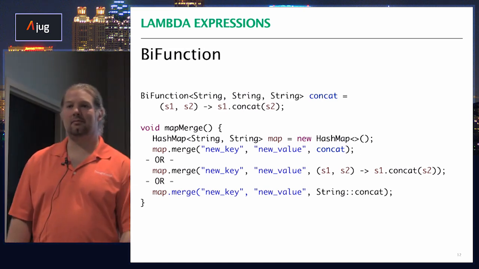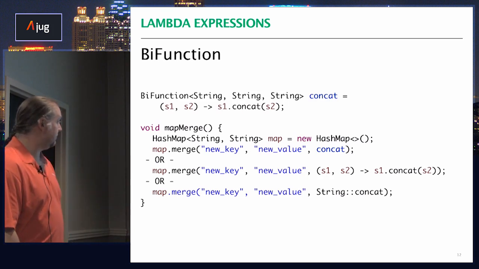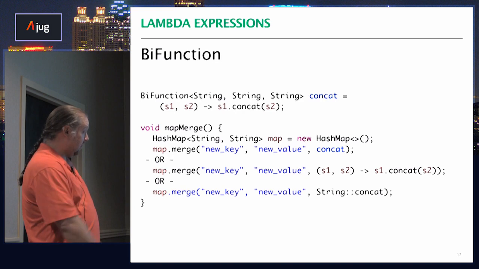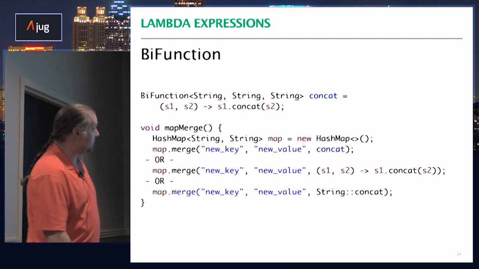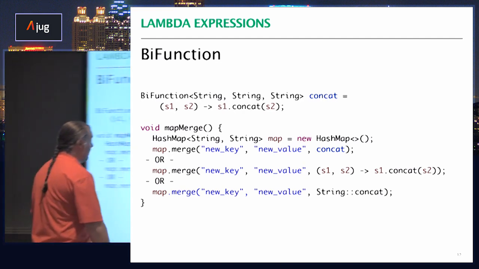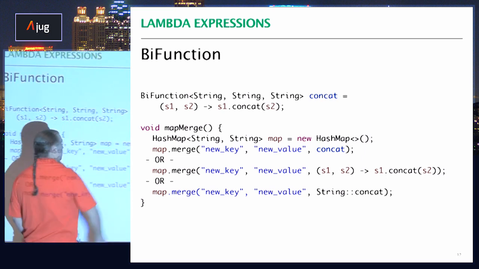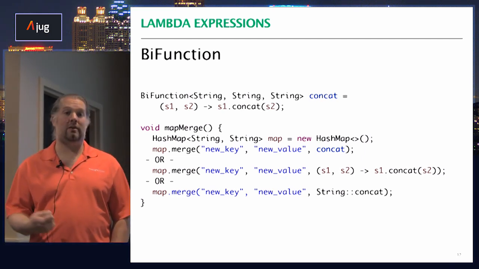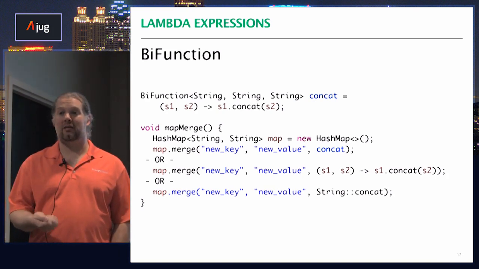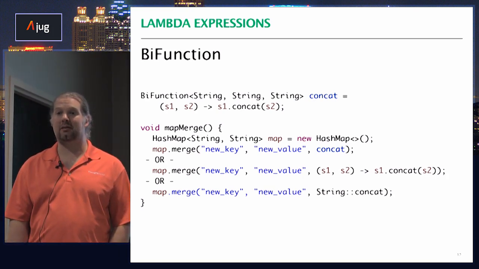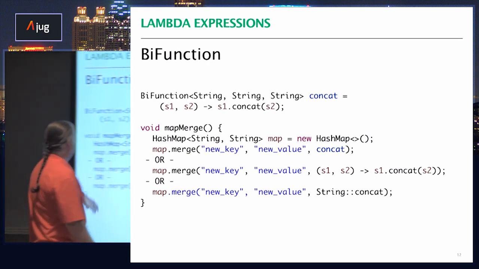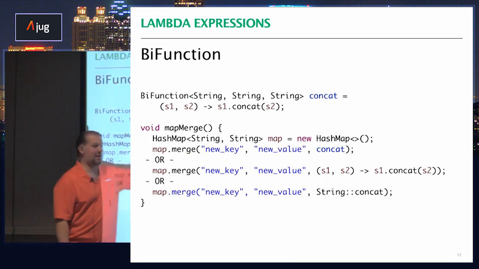How do we know which is the first parameter versus which is the second? Is the new value the second parameter and the existing value for the key the first, or the other way around? When you use the method reference, the only way you know is because you have read the Java doc for that particular method call. Because what's happening inside merge is they're taking concat and calling it.